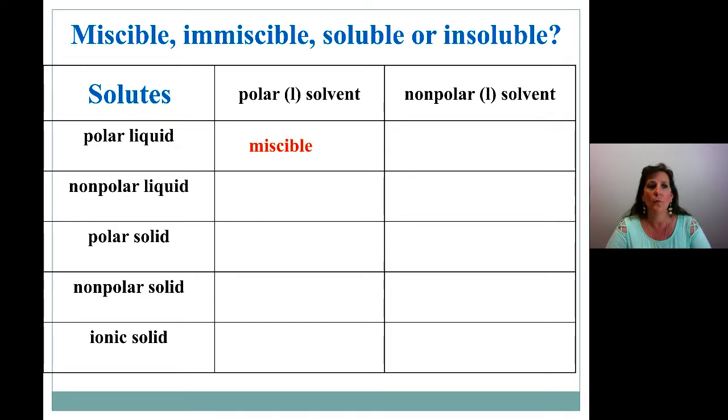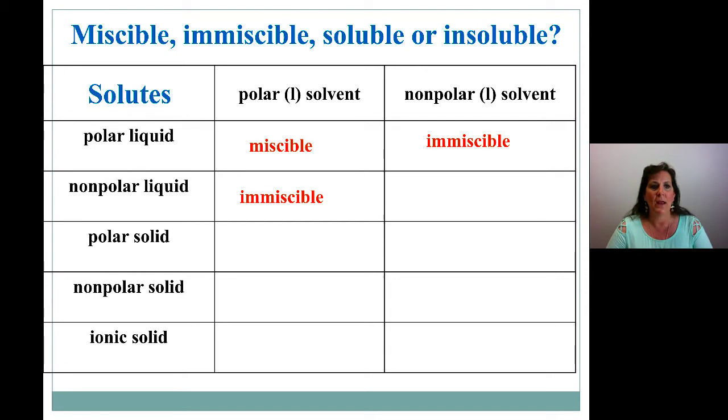Okay, now what if we have a polar liquid solute and we put it in a non-polar liquid solvent? So they're both liquids, but one's polar and one is non-polar. Yeah, that won't mix. That's called immiscible. Very good. Okay, now we have a non-polar liquid with a polar liquid solvent. So will those mix? They're both liquids. So immiscible is correct. I hope you said that.